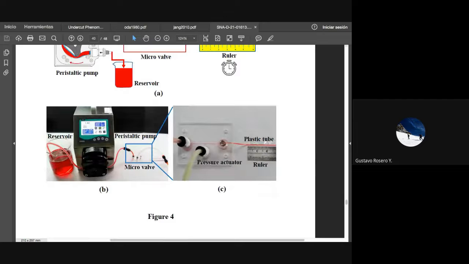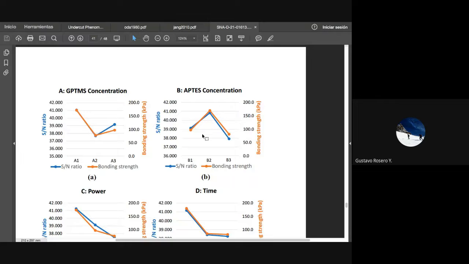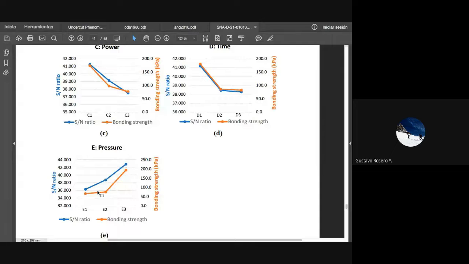Okay. As I told you, they test different chemicals in order to see what is the best bonding, the best GPTMS concentration and APTES concentration for PDMS. They use different concentrations and found the best one. And they use pressure characterization in order to see what is the maximum pressure they can use in the microchannels, to see if the bonding process is correct.